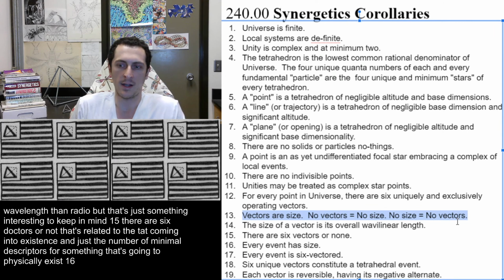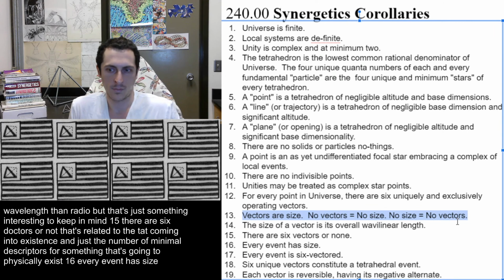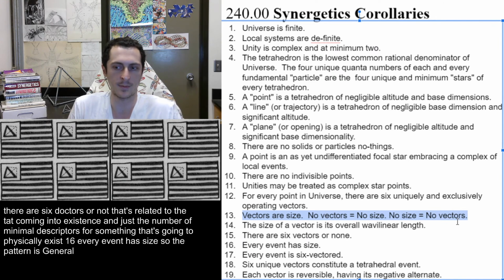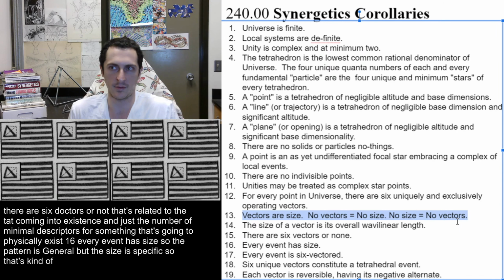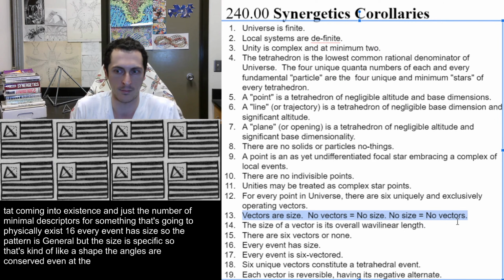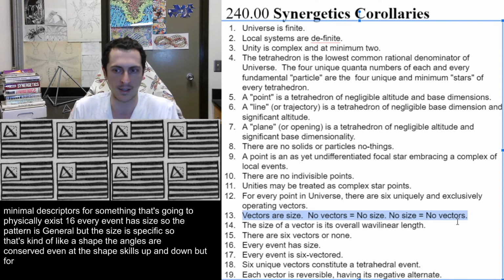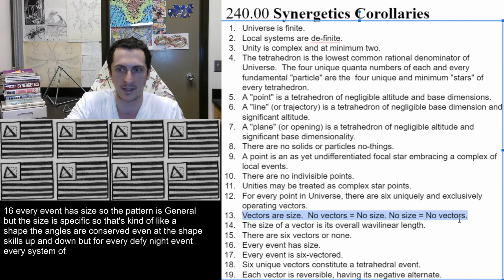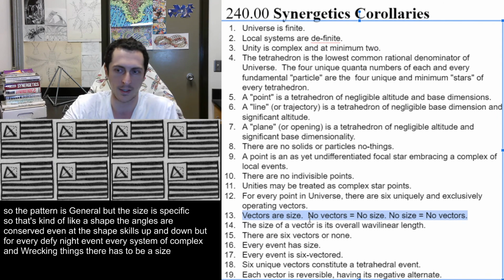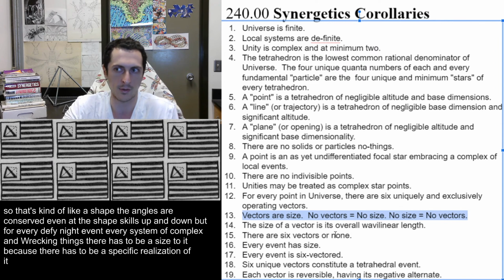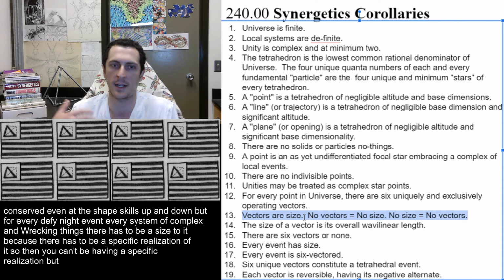16. Every event has size. So the pattern is general, but the size is specific. So that's kind of like a shape. The angles are conserved even as the shape scales up and down. But for every definite event, every system of complex interacting things, there has to be a size to it because there has to be a specific realization of it. So it can't have a specific realization but also be outside of the rules of the space having a shape.